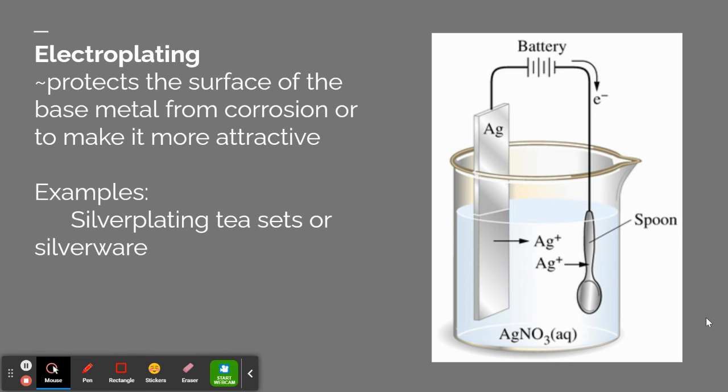And electroplating is one of the reasons we do this. There are going to be some questions about electroplating, silver plating tea sets, electroplating nails or screws that get used outside. That was the old way before they were able to do all the powder coating that they do today. Electroplating is a type of electrolytic cell. It protects the surface of the base metal because we're reversing the electron flow, so we're coating that spoon.